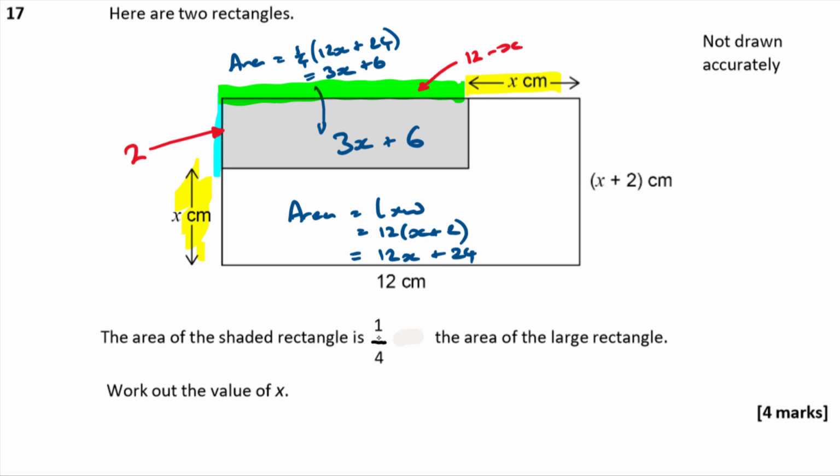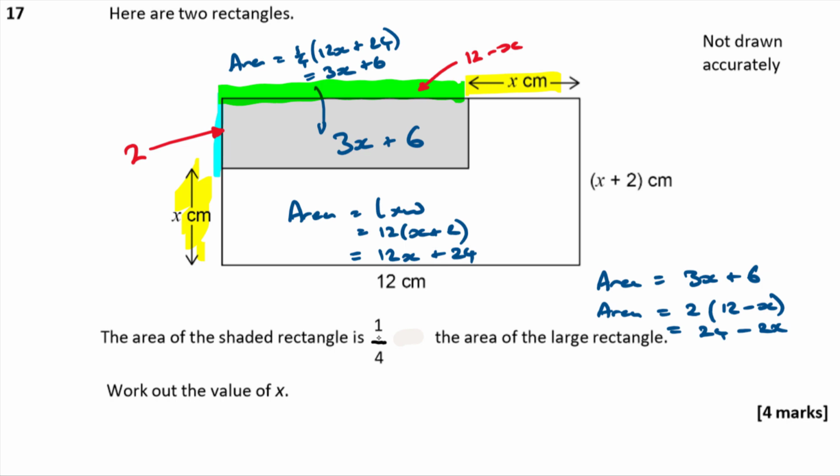So area, we know the area from before, using a quarter of the big one, we know it's 3x plus 6, but we also know that the area is equal to 2 lots of 12 minus x. In other words, it is 24 minus 2x. Okay. So what we've done is we found the area in two different ways.